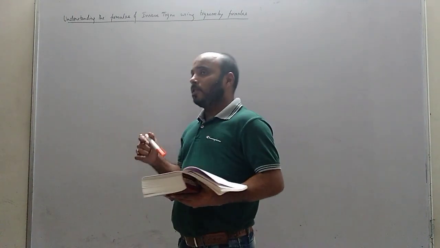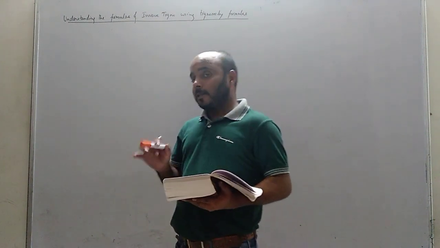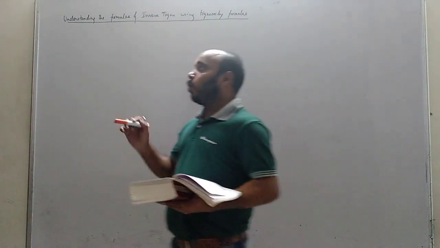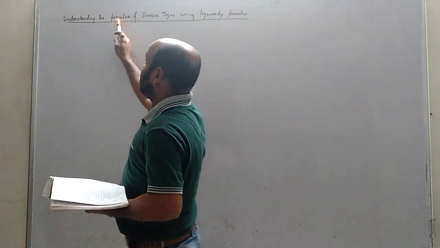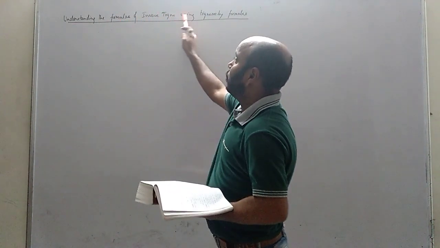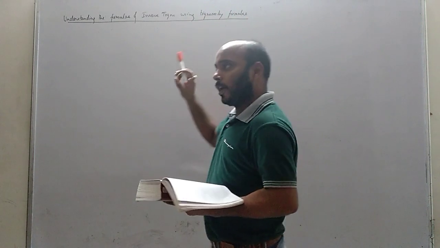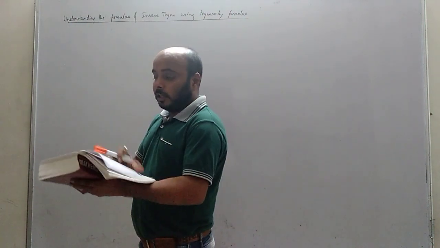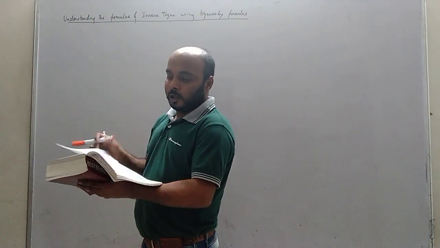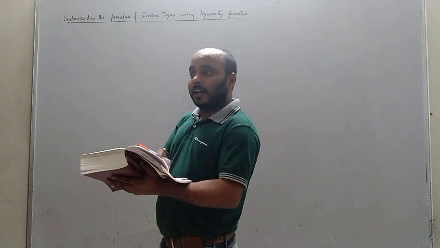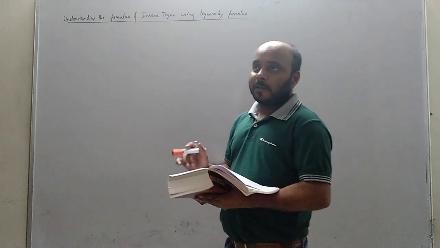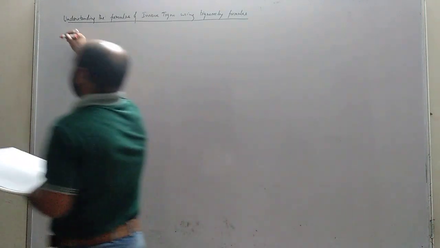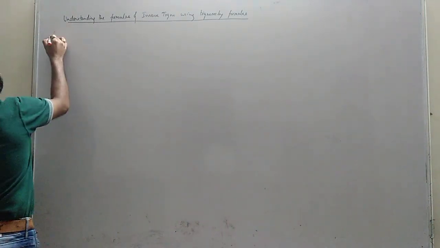Now, what your job is, you have a PDF. Yes, you open the PDF. In your notebook, first you write like this: understanding the formulas of inverse trigno using trigonometric formulas. Under that, you will write number 1 point. Write down all the formulas of theorem 1. Don't write theorem 1. You write the formulas of theorem 1 under the first point.